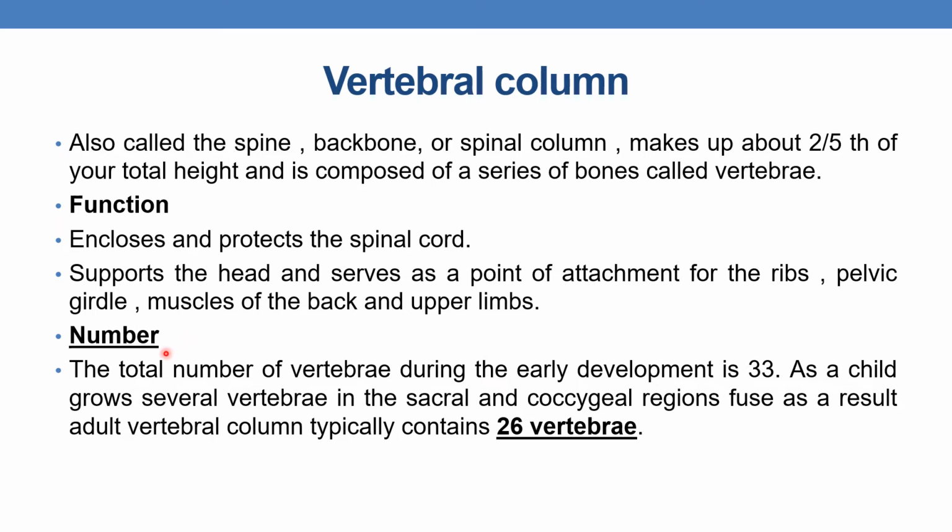Coming to the number. The total number of vertebrae during early development is 33, and as the child grows, several vertebrae in the sacral and coccygeal regions fuse. As a result, the adult vertebral column typically contains 26 vertebrae. So an adult vertebral column contains 26 vertebrae.